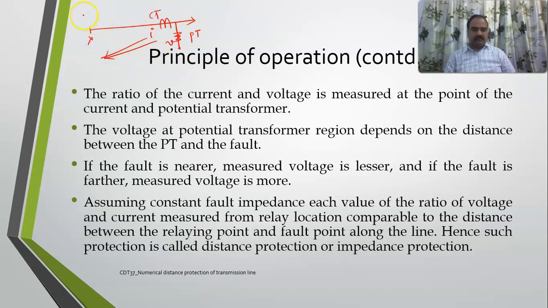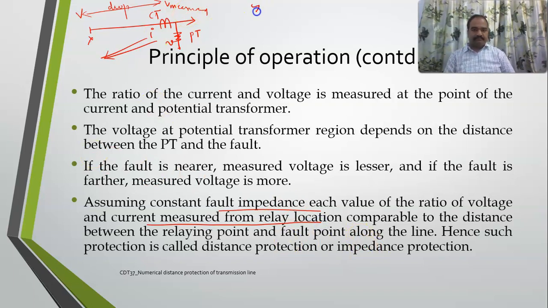If I measure here, this is V measured. It depends upon the distance between the PT and the fault, because there will be a drop. If the fault is nearer, the measured voltage will be less. If the fault is farther, the measured voltage may be higher. So assuming constant fault impedance, each value of the ratio of voltage and current measured from the relay location corresponds to the distance between the relaying point and the fault point along the line.